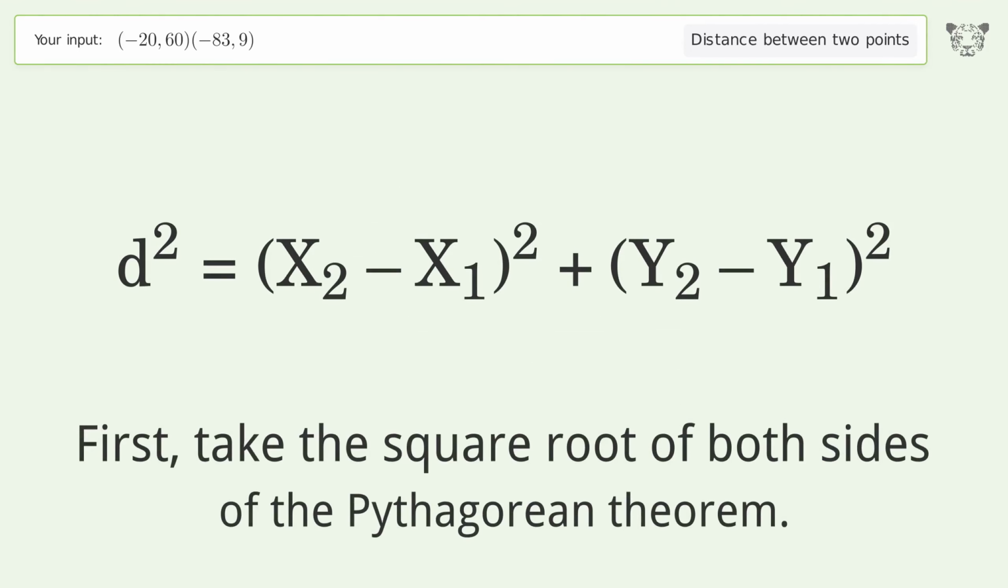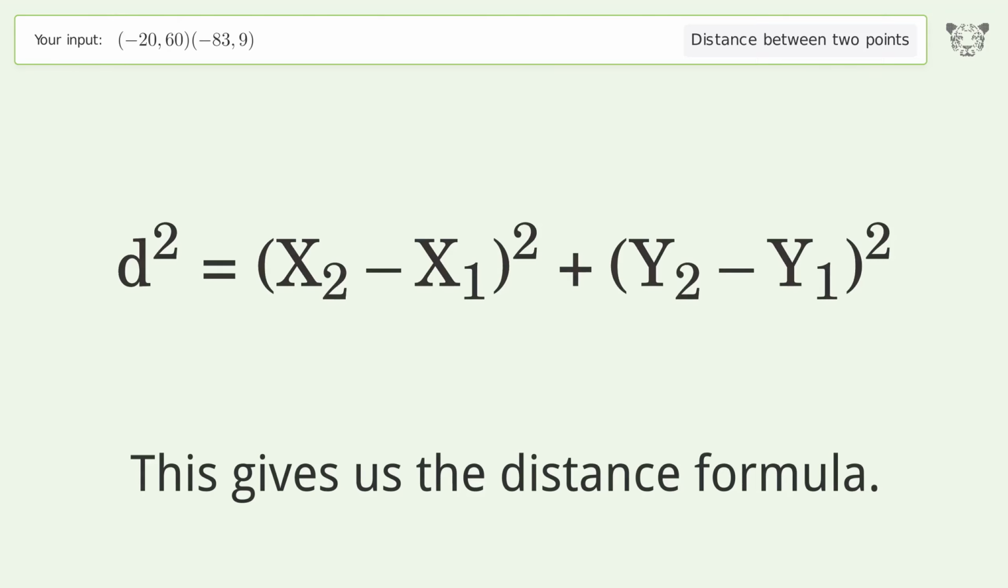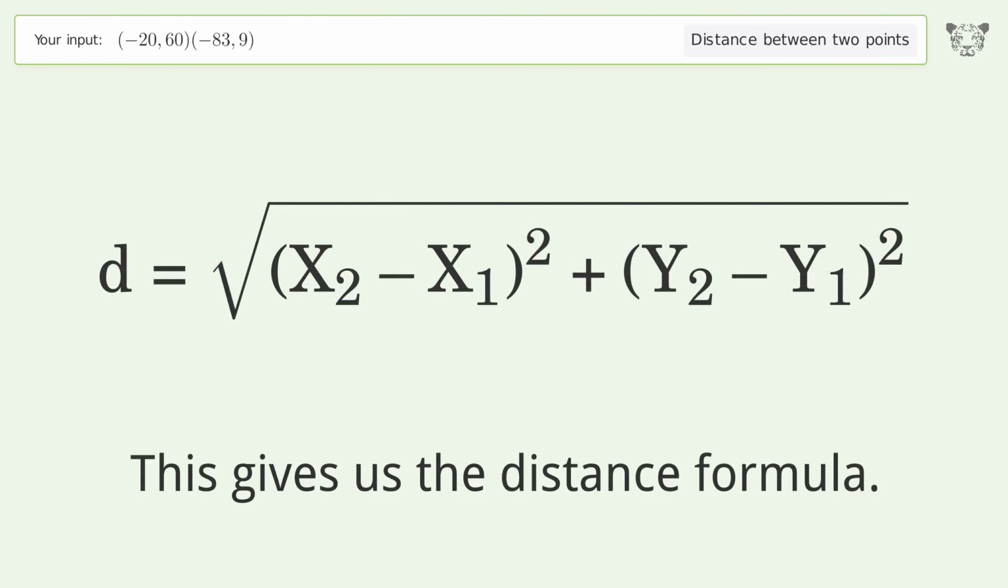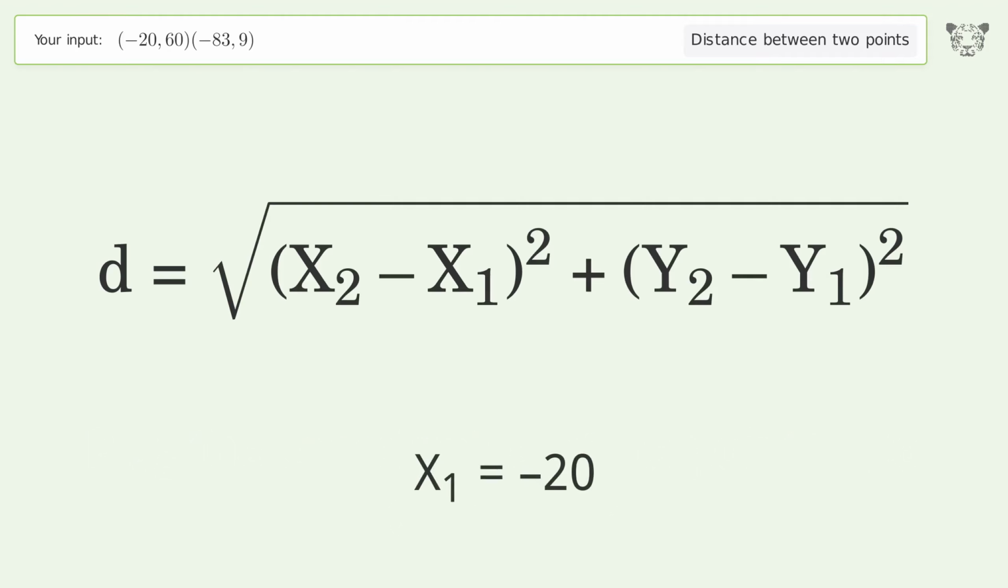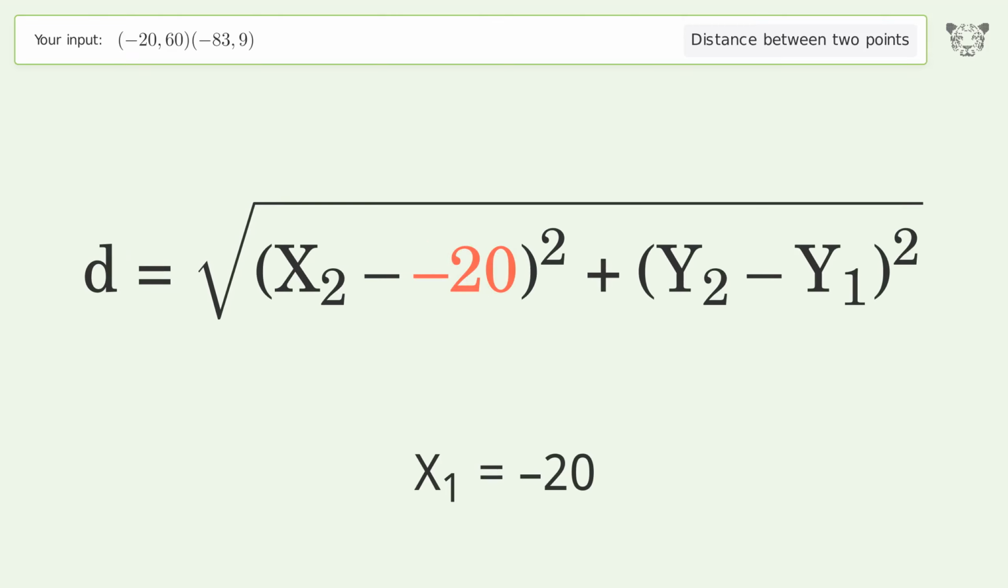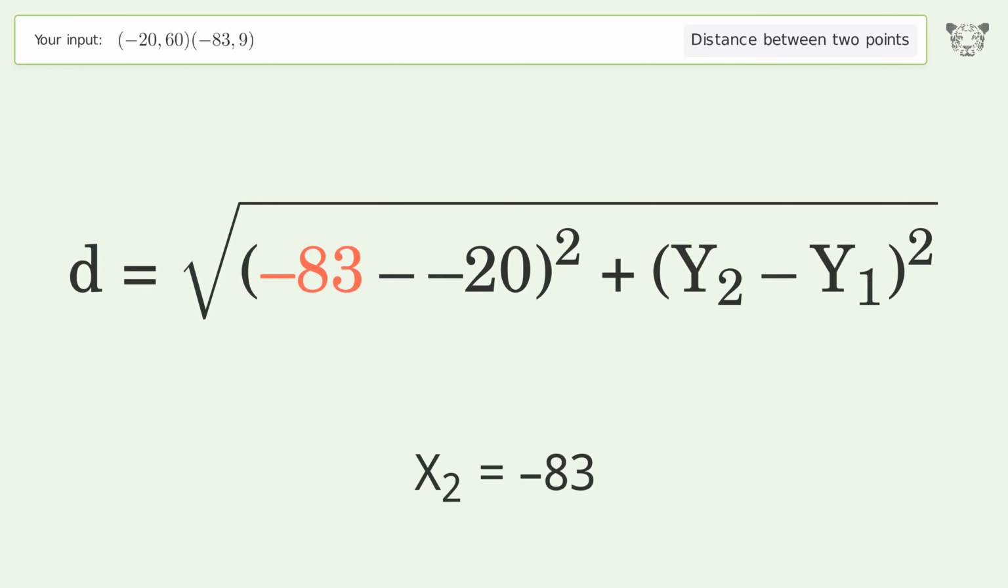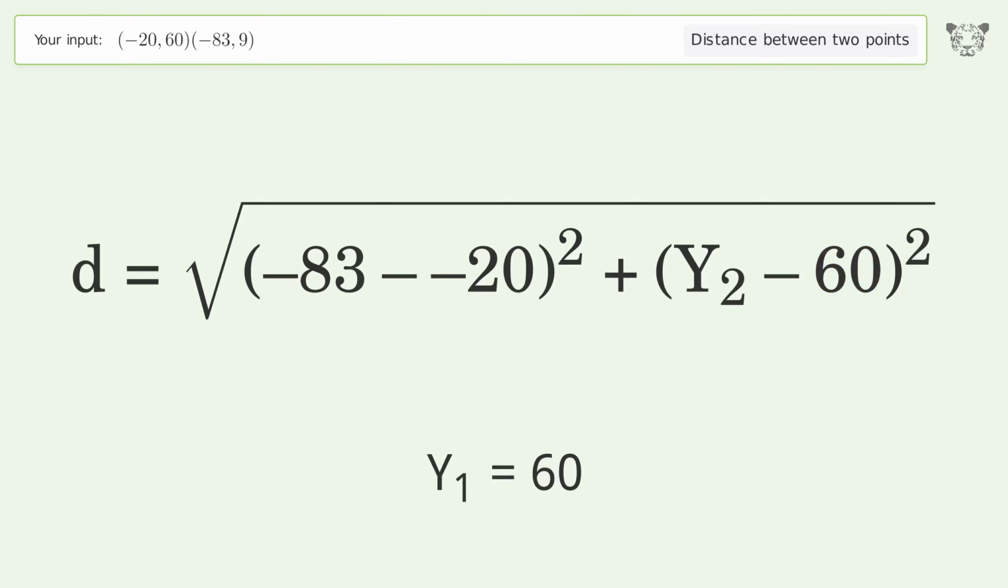First, take the square root of both sides of the Pythagorean theorem. This gives us the distance formula. Plug the coordinates of the points into the formula. x1 equals -20. x2 equals -83. y1 equals 60. y2 equals 9.